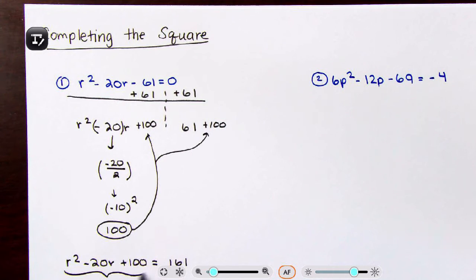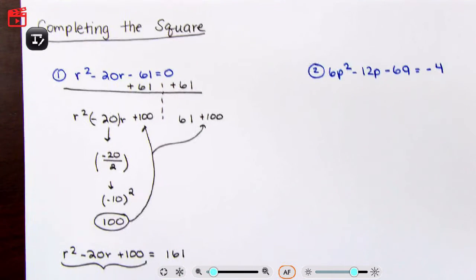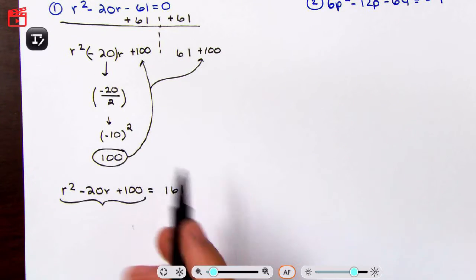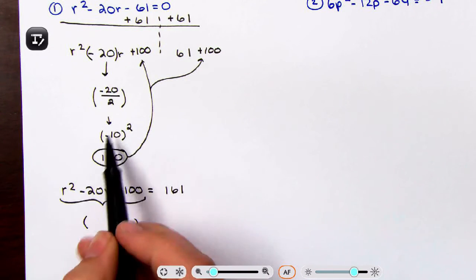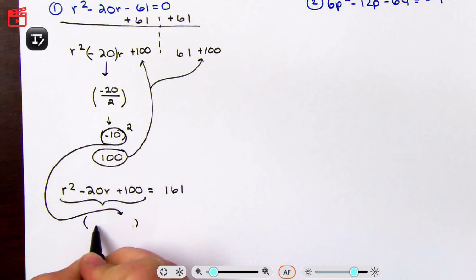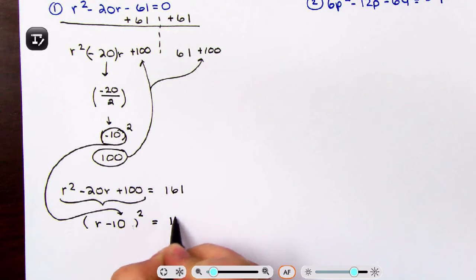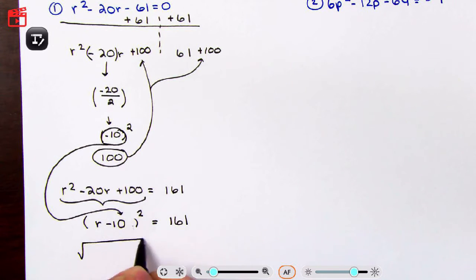On this side, we're going to factor this. And what's really cool is remember that negative 20 divided by 2, that was equal to negative 10. That is our factor. So this negative 10 is what I'm going to write in here. And that is going to be squared, and that's equal to 161. Taking the square root of both sides, I have r minus 10 squared, again square rooted, and I have a plus or minus square root of 161. Now is 161 a perfect square? Let's check.